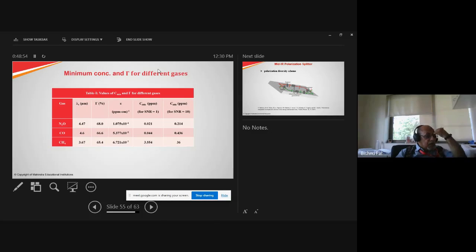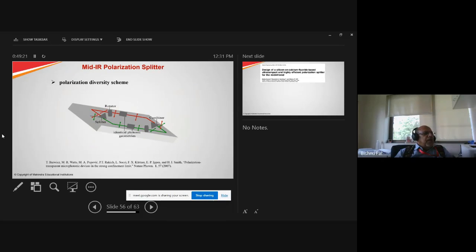Carbon monoxide has a strong absorption at 4.6 micrometer. It can give you 66.6% confinement. And CH4, methane, is also at 3.67 micrometer absorption. It can confine light up to 60.554%. So if you keep the sensor in an environment containing any of these gases, you can actually sense them through the loss in transmission of light, and this way.